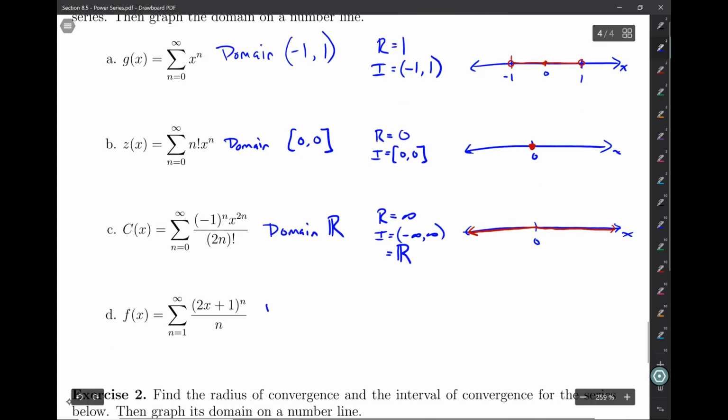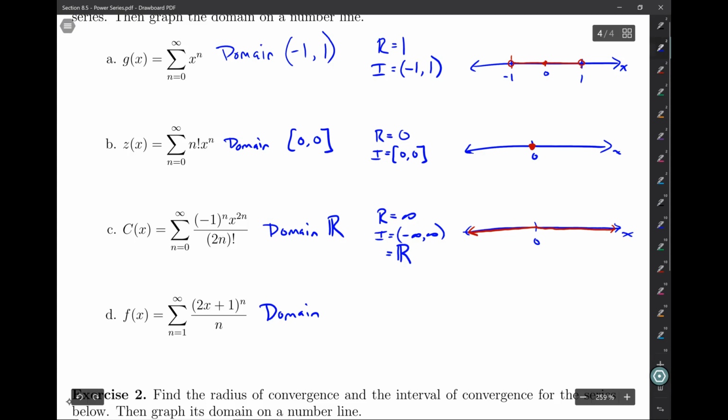Lastly, when we looked at f of x, was the sum as n moves from 1 to infinity of (2x plus 1) to the power of n over n. Now notice that all of our other power series started at n equal to 0, but this one actually started at n equal to 1. I'd encourage you to think about exactly why. Like, what would actually happen if n was equal to 0 in this last particular case? Well, if n was equal to 0, we'd be dividing by 0 here. That can't happen, so in order to fix that, we just decided let's start this at 1 instead.